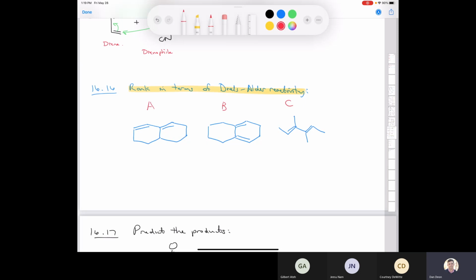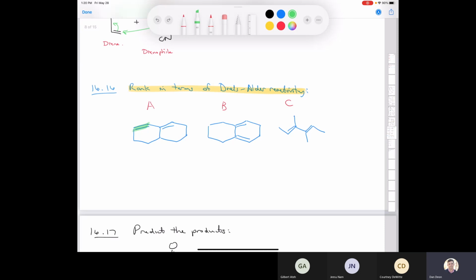Could anybody tell me which one would just not do anything if you put it in the presence of a dienophile? Because they're all dienes. We have a diene here, we have another diene here, and we have a diene here. But there's one of them that's special in that it will not react.